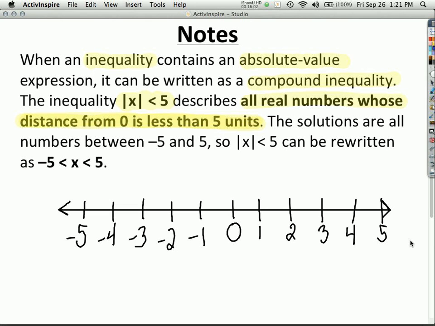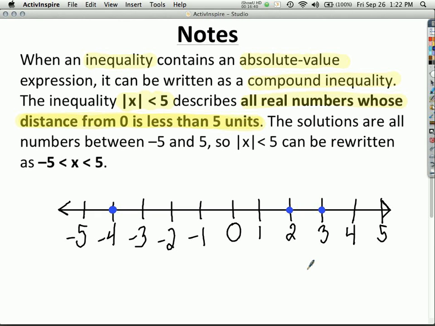So Amir, you've been waiting. Can you give me a number that's less than 5 units away in distance from 0? Negative 4. Is that less than 5 units? Let's see. 1, 2, 3, 4. Yeah, that's less than 5 units away. Karen, you had 1 as well. Give me another one. 2. Let's see. 1, 2. Yep, that's less than 5 units away. Give me another one. Marcus? 3. Let's see. 1, 2, 3. Yep, that's less than 5 units away.